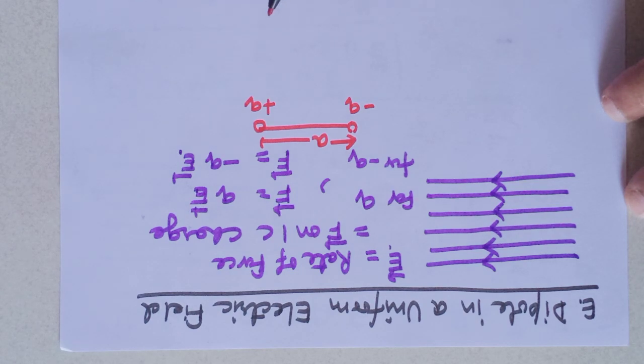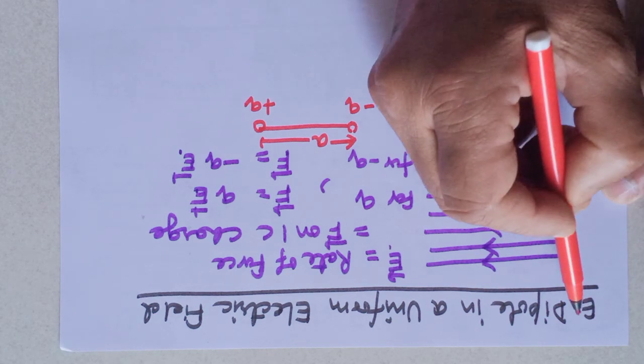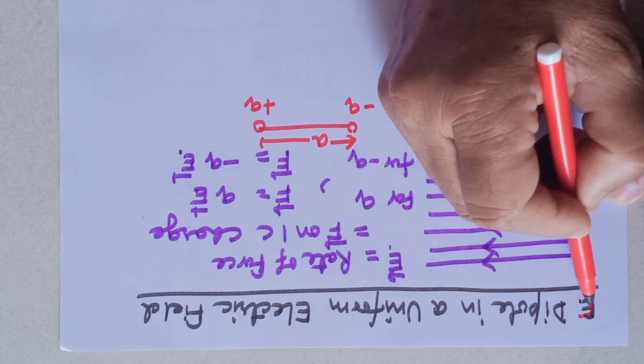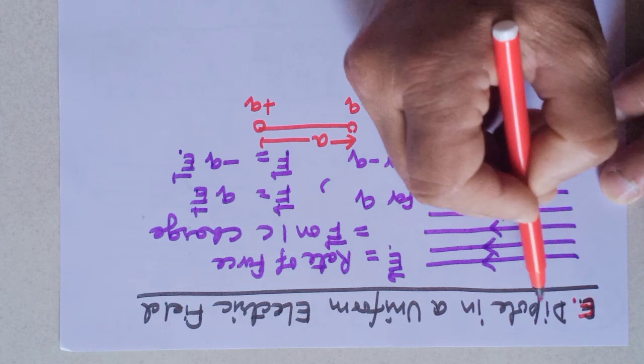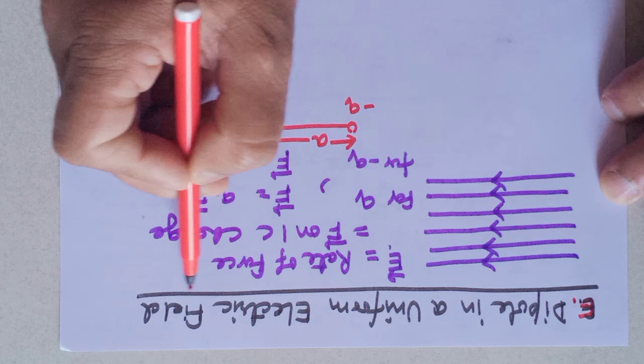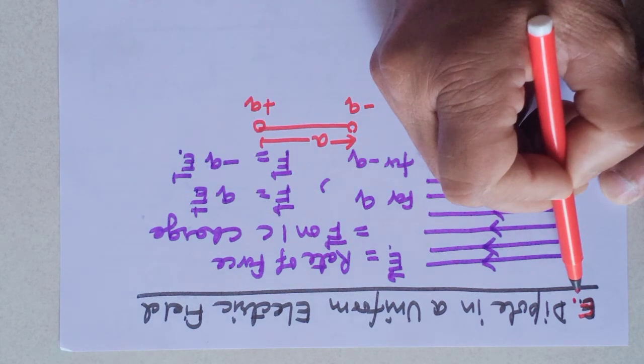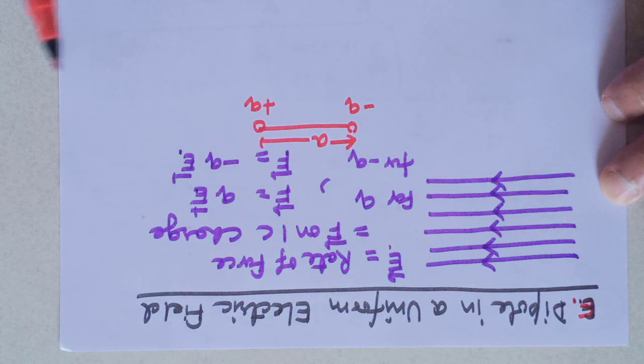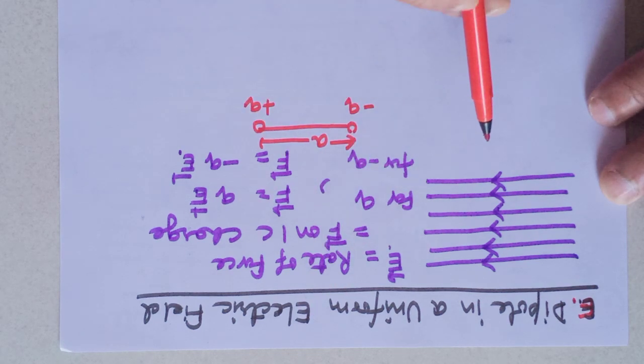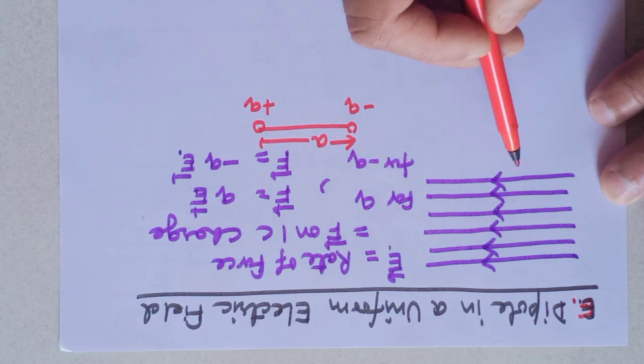Dear students, let us have a quick recap of the previous concepts. That is, when an electric dipole is kept in a uniform electric field, what happens? So let us recall the previous concepts.